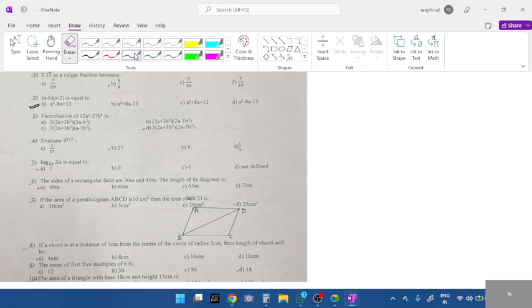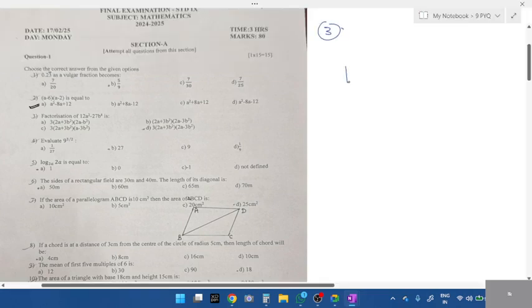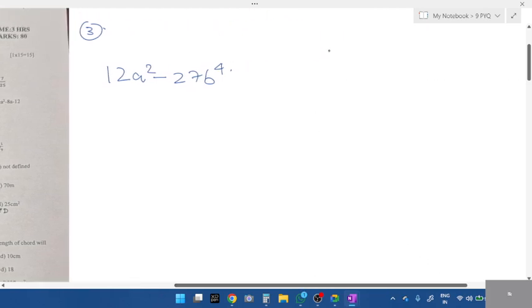Factorization. How many terms are there? Yes, 12. 12a square minus 27b to the power of 4. Now, when there are two or three terms, we use the sum and product rule, or the a square minus b square concept. What is the a square minus b square formula?